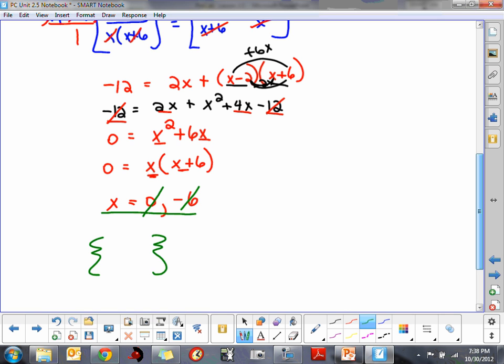There's another way that we could write this. If you want to, you can write it as the null set. That is appropriate as well. So it's imperative that you check your solutions to these rational equations so that you don't get misleading results and give me solutions that aren't going to work.